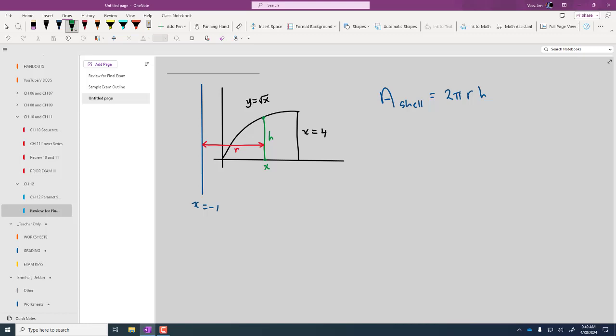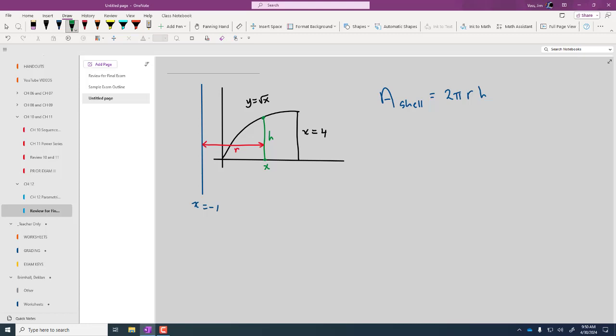Okay. Now, before we replace the r and the h, let's think about whether we're integrating with respect to x or with respect to y. Is it going to be a dx or a dy? If you think about this element as a rectangle, its height is h and its width, or its thickness, is dx. That is what indicates whether we're integrating with respect to x or y.